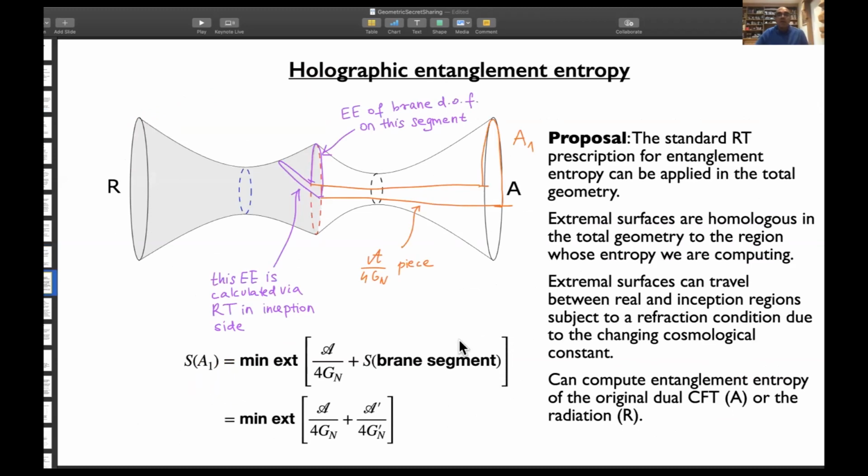Great. So now we're going to make a proposal for how you're supposed to compute holographic entanglement entropy in this setting. So recall. May I ask a question, please? Please, go ahead. So what would a different boundary condition look like for the stress energy tensor? If it was not entirely holographic, what kind of condition would you write?